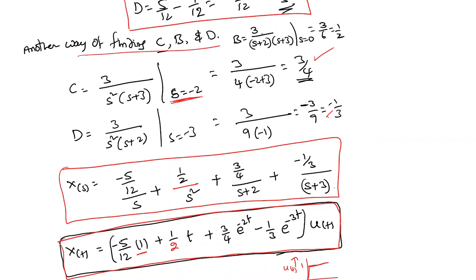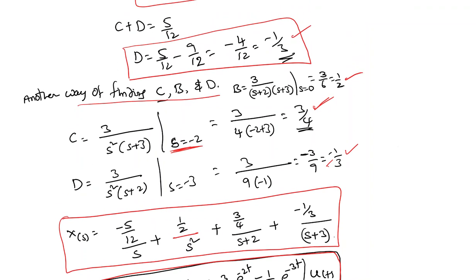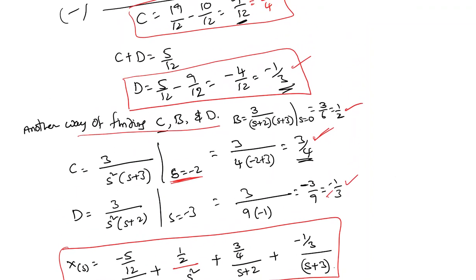So b equal to, for the given function 3 over s square times s plus 2 times s plus 3, eliminate s square and put s equal to 0. So I'll end up with b equal to half. For c, take the complete H of s, the given transfer function, except the denominator s plus 2. So put s equal to minus 2, and find the c value and d value. I found the b, c, d by using the substitution method.